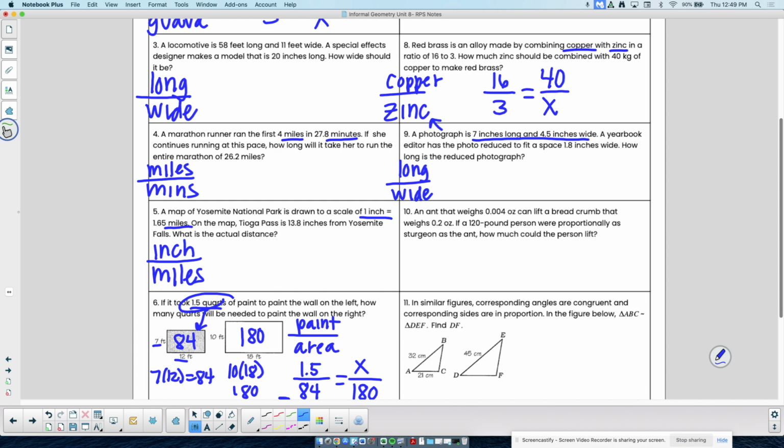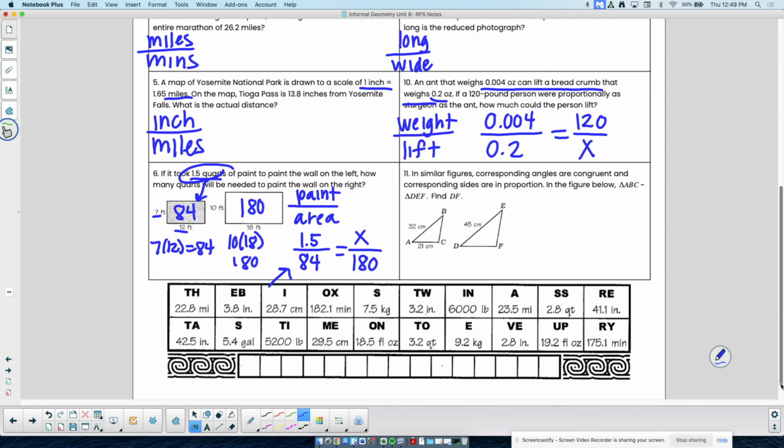An ant that weighs 0.004 ounces can lift a breadcrumb that weighs 0.2 ounces. If a 120-pound person were proportionally as strong as the ant, how much could the person lift? So we're comparing the weight of the object, or like the person slash ant, to how much they can lift. So if we look at our ant here, our ant weighs 0.004 and can lift 0.2. Our person weighs 120 pounds and we're wondering how much they can lift. So you guys solve that.